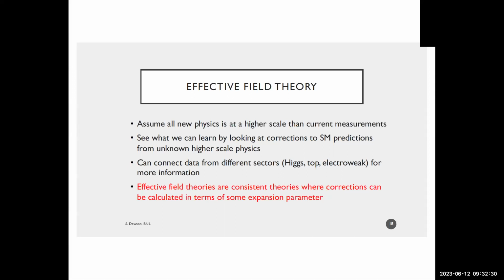And this framework lets me connect data from different sectors, from Higgs, top, the electroweak data from LEP, everything. It's all in the same framework. So a measurement of, like I said, the W mass might connect with a measurement in the Higgs sector. So then I can potentially learn a lot more. And these are consistent theories where you can calculate corrections to your expansion. So you've got a consistent gauge invariant expansion. So then I can start systematically improving my predictions. And this is what a lot of people are doing right now.